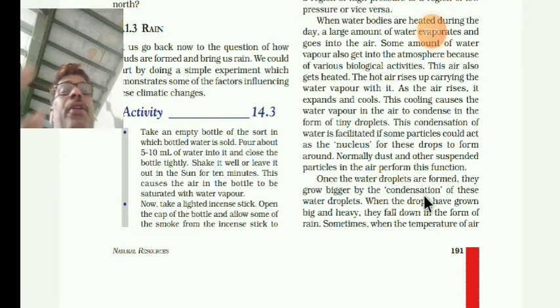Condensation means water vapor changes into the liquid form of water droplets. When the drops have grown bigger and heavier, they fall down in the form of rain.